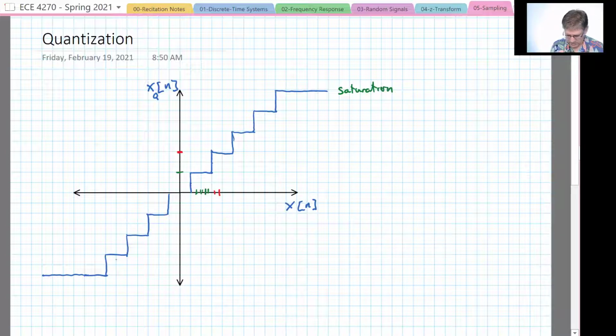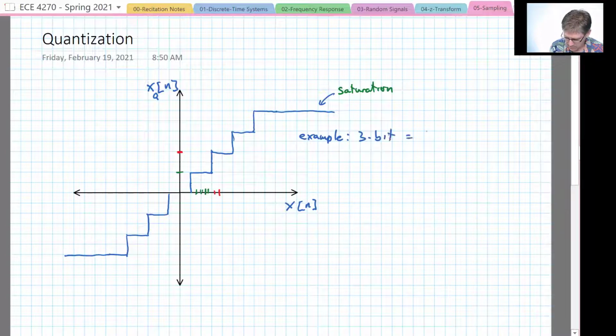So in this system, I have 1, 2, 3, 4, 5, 6, 7, 8, 9, 10 levels. It might have made more sense, in fact, just for points of discussion, I'll restrict it to 8 levels: 1, 2, 3, 4, 5, 6, 7, 8. And this would be 3-bit. So using 3 bits, I can represent those particular levels.